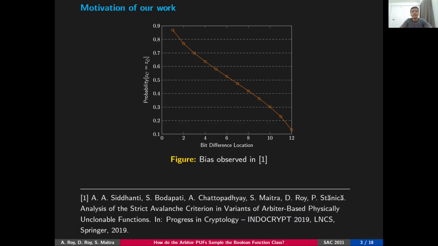In 2019 Indocrypt, Siddhanti et al. observed that there is a significant bias in the output of arbiter PUF. If I consider two inputs C and C tilde, if C and C tilde differ at specific bit location, then the outputs will be equal with high probability. Now, if I consider C and C tilde differing at only the first bit location, then the probability of ZC equal to ZC tilde can be very close to 0.9. Now, the question is why this kind of bias is present in arbiter based PUF.